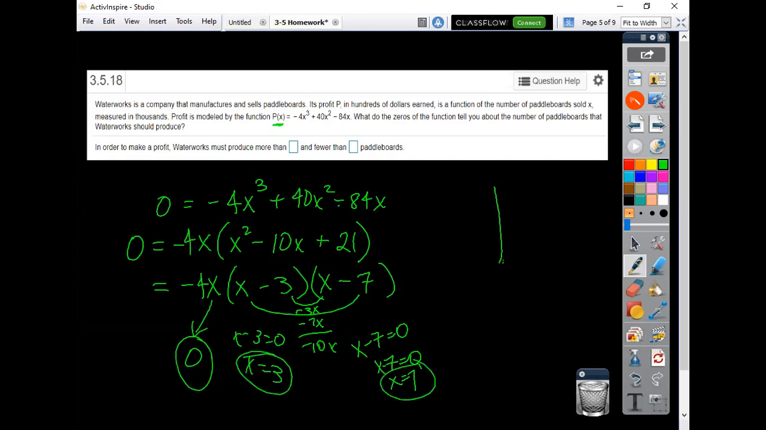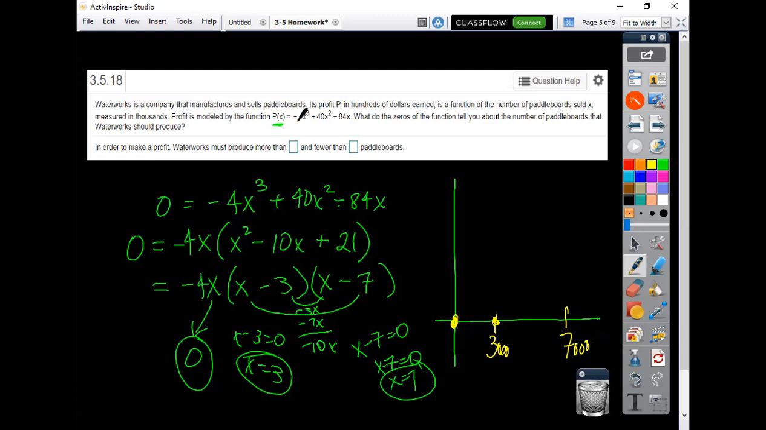If you think about it as a graph, I don't need the negative side of that graph, do I? We can't make a negative number of paddle boards. So if you think about that being your axes right there, we had a zero at 0, we had a 0 or a root or an x-intercept at 3, and one over here at 7. And remember what the problem said? That these x's are in thousands. So this really represents 3,000 paddle boards and 7,000 paddle boards.